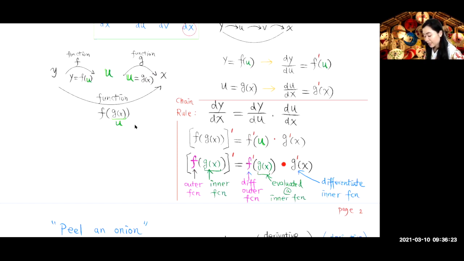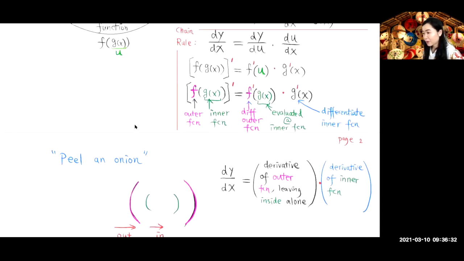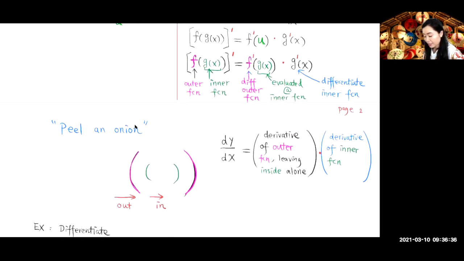And then multiply this by the derivative of this inner function g, okay? Now, I'm going to give you more examples to explain this. One way I try to help you remember this is that a composition of functions looks like an onion, right? It has an inner function and an outer function, like an onion, okay?